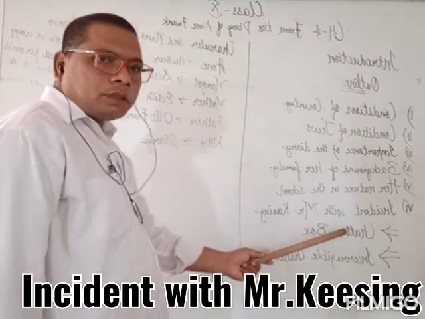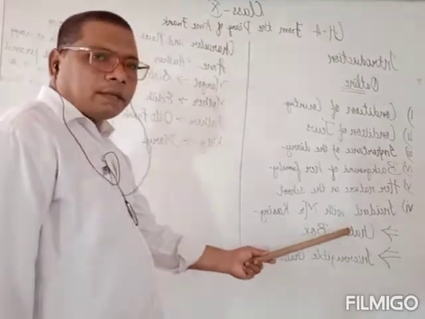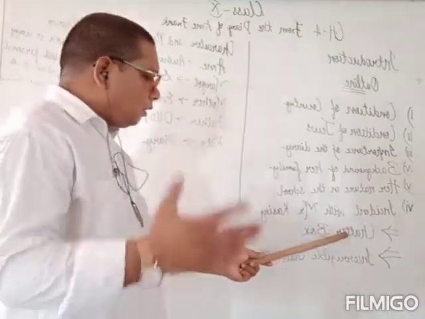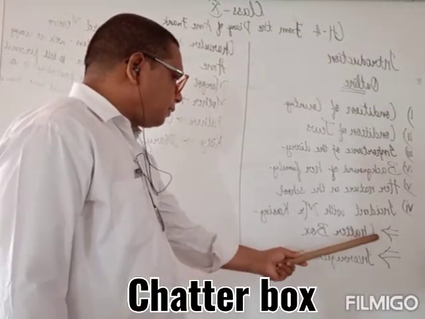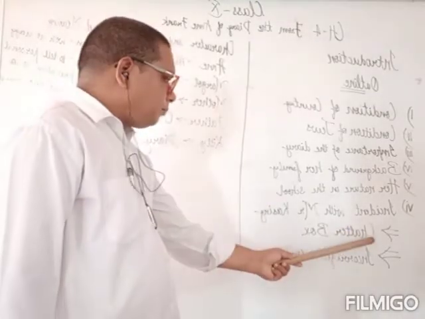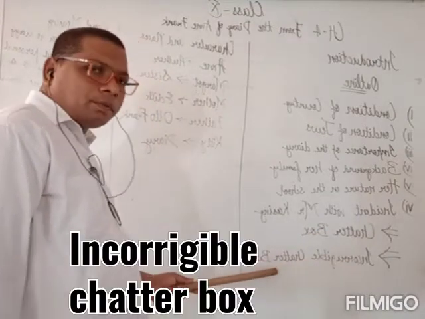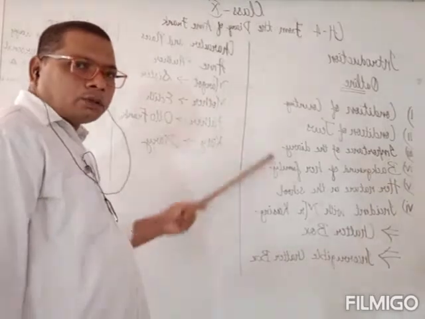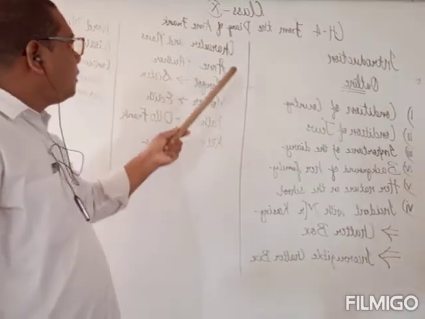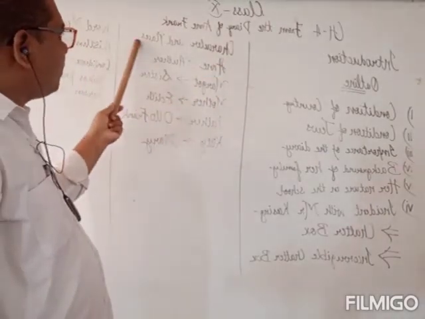Then she got to write assignments, essays, named Chatterbox and An Incorrigible Chatterbox. These are the outlines of this whole chapter, and we will see the characters and the places.